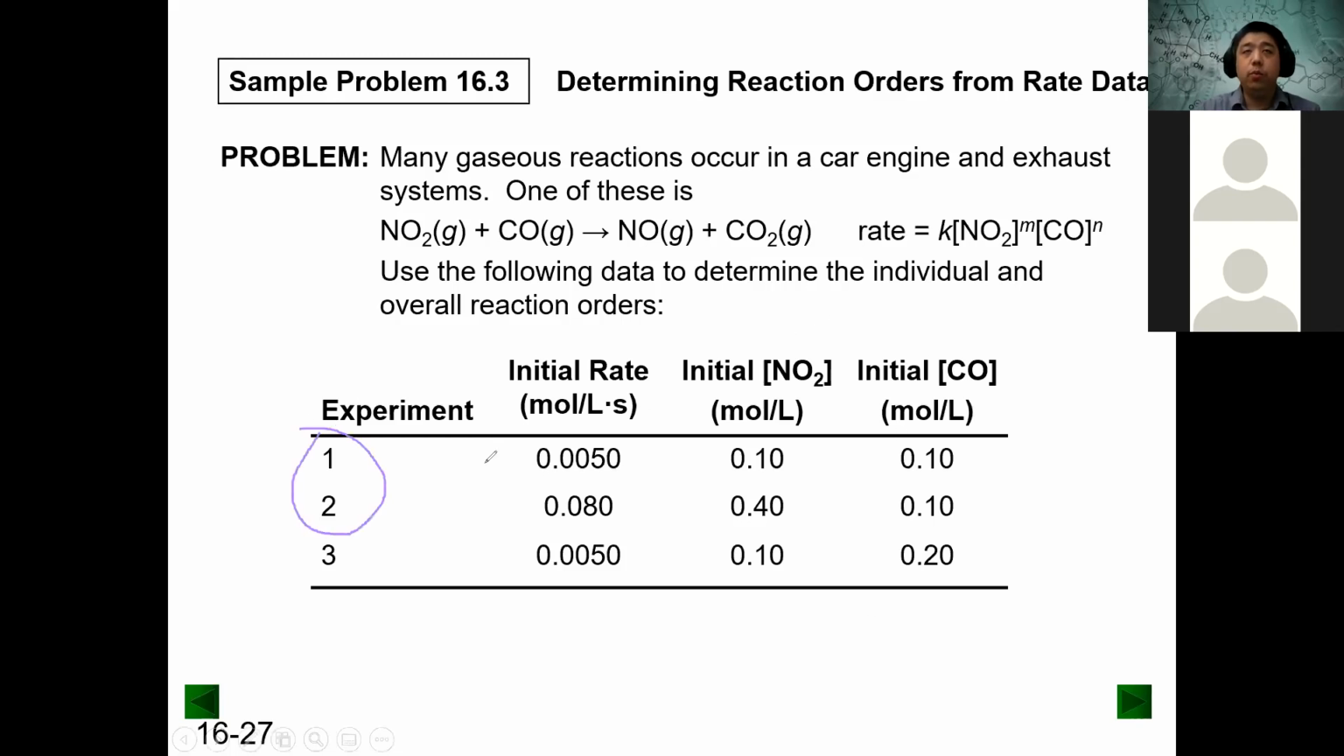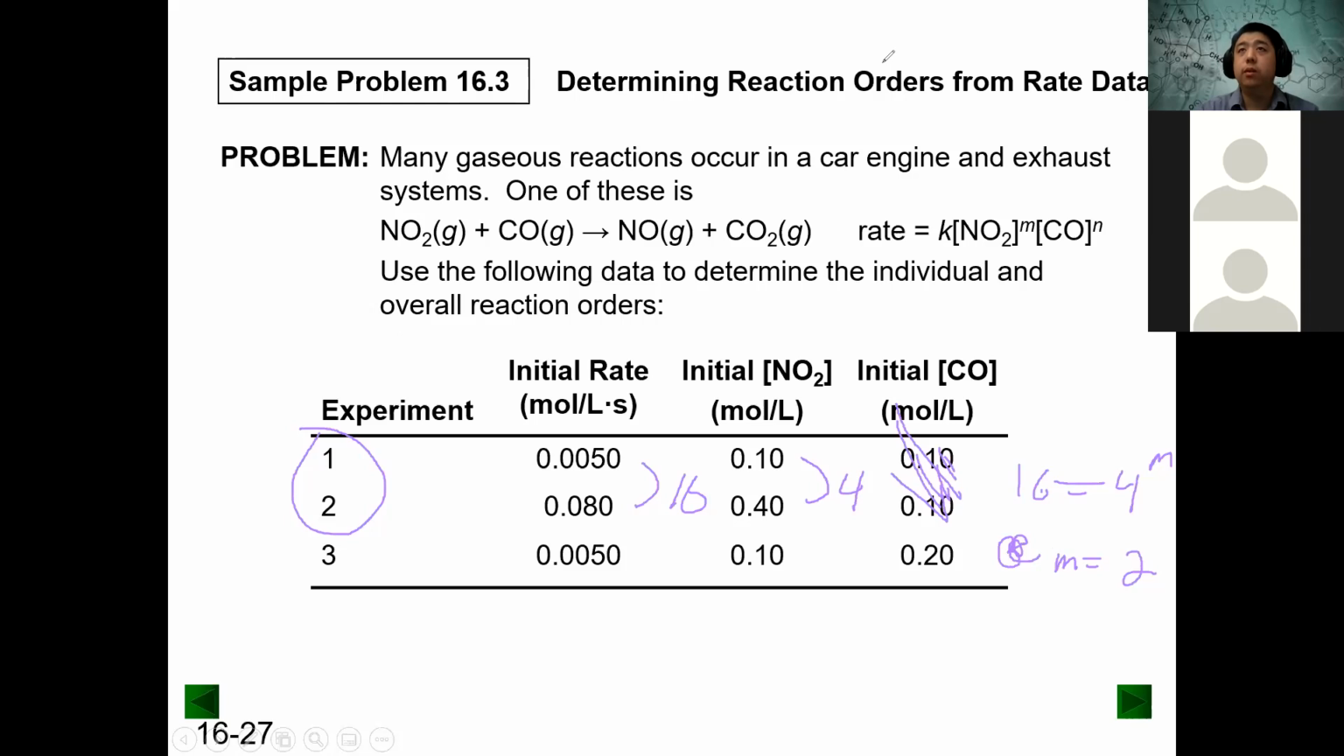If we look at experiments 1 and 2, I don't need to worry about CO because they stay the same. So how this changes is 4 times bigger. How this changes is 16 times bigger. So essentially 16 is equal to 4 to the m power. And with that said, m is equal to 2. Any questions?